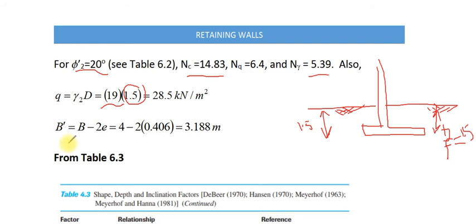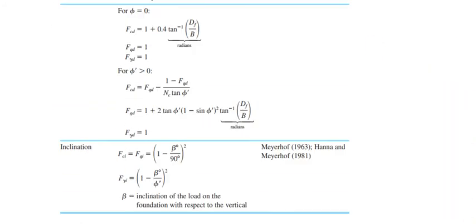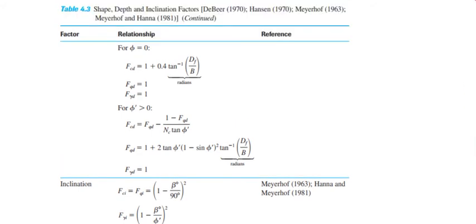B dash equals B minus 2E. This is the eccentricity, 0.406. B dash equals 3.188. Now compute the depth factor and inclination factors according to this table.